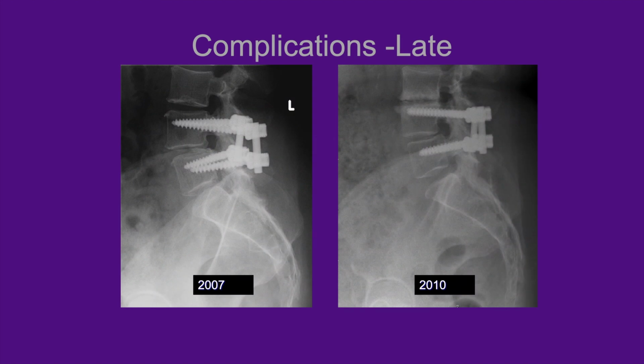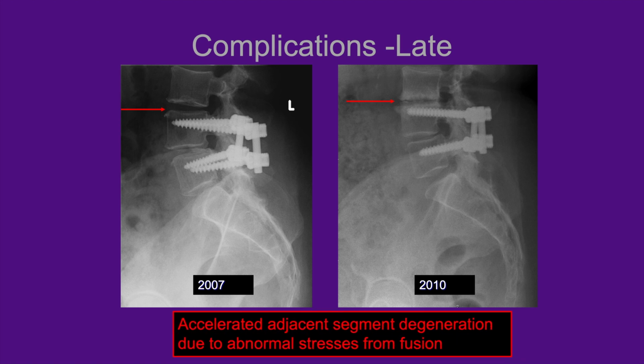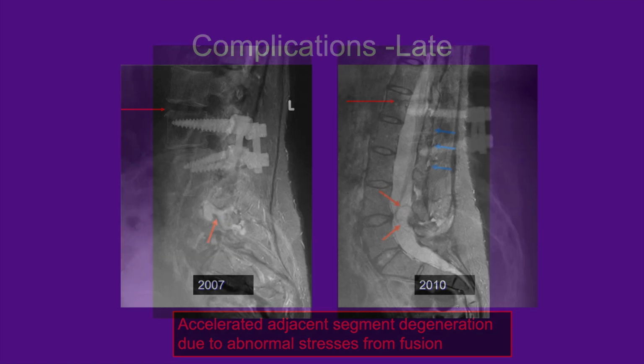Here we have a patient imaged both in 2007 and in 2010. In 2007 you can see some loss of disc height at the adjoining segment, which progresses significantly in 2010, requiring the patient to go for extension of their construct more proximally.